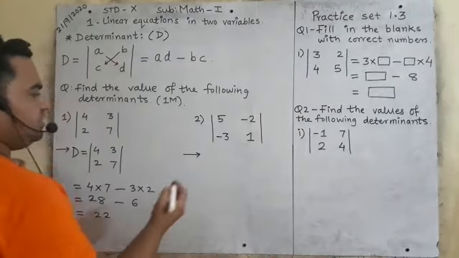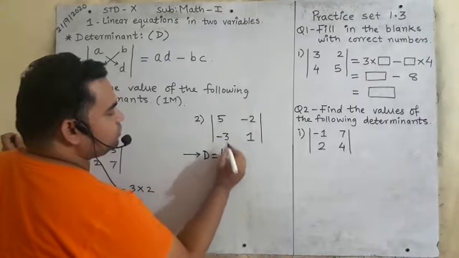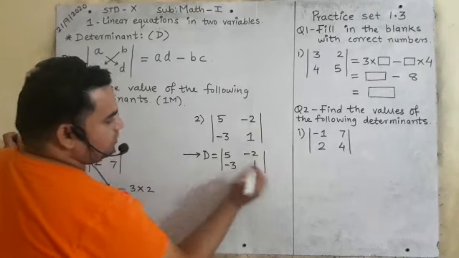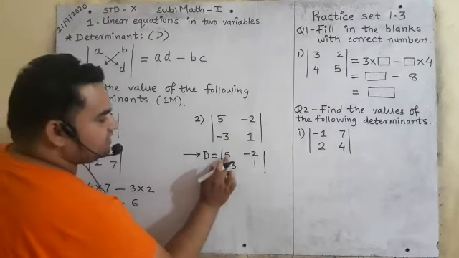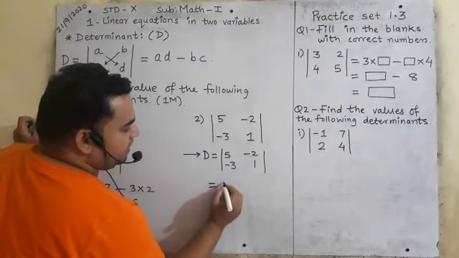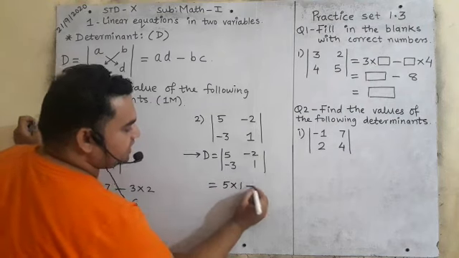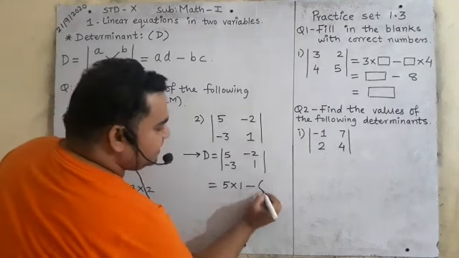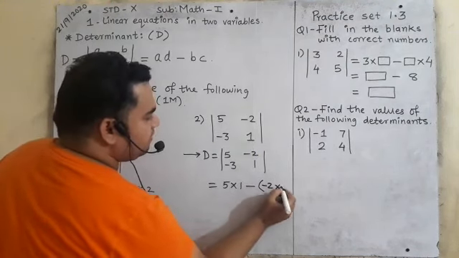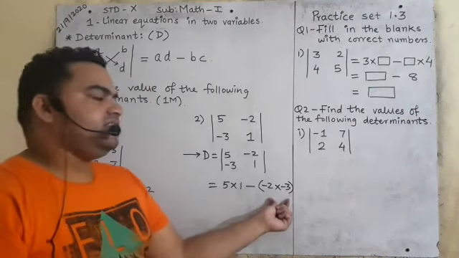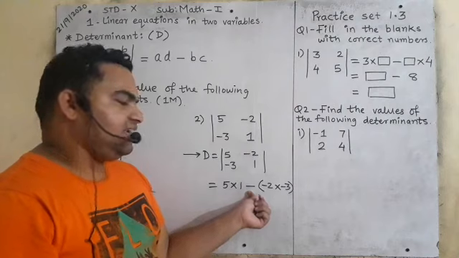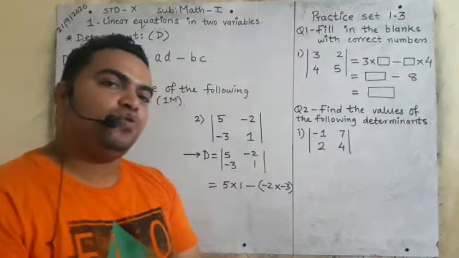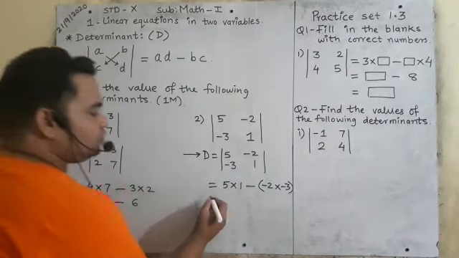Look here how I will solve this. First I will write D is equal to, D for determinant, 5, minus 2, minus 3 and 1. So now what you will do, you will multiply this 5 by this one. I will write 5 multiplied by 1, sign of minus. Now this number is already negative, so you write it in brackets, that is minus 2 multiplied by minus 3. Why have I written it in brackets? Always remember, when there is a minus sign between two numbers, write the second one in brackets so that it will be very easy, no confusion, and no answer will go wrong. So you have to solve it.